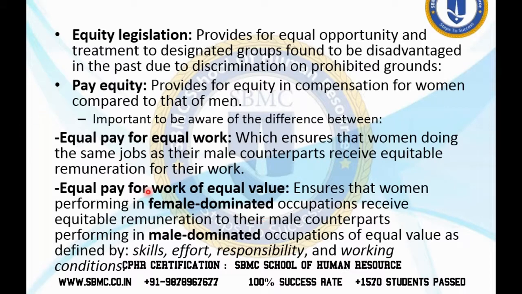So you will have a question on these two. They are very confusing, but very easy to understand. Equal pay for equal work means you have to pay equally for doing the same work. Equal value means, suppose you have a female-dominated area and a male-dominated area, like gym instructors, which may be a male-dominated area.